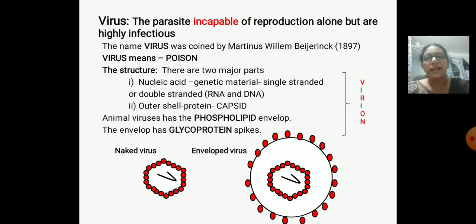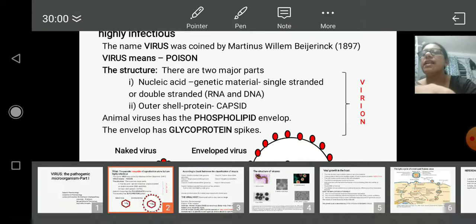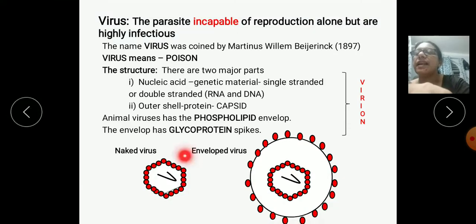One is the nucleic acid and the other is a protein coat that is called the capsid. The nucleic acid is RNA or DNA and it can be single stranded or double stranded. Now I have given the structure of two different types of viruses. One is the naked virus. This is the naked virus.